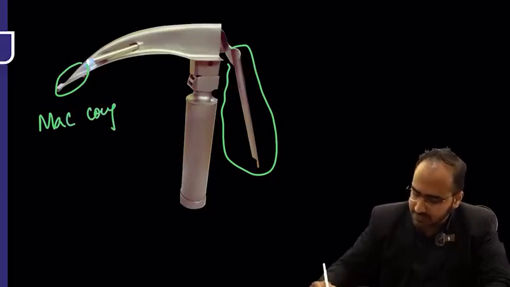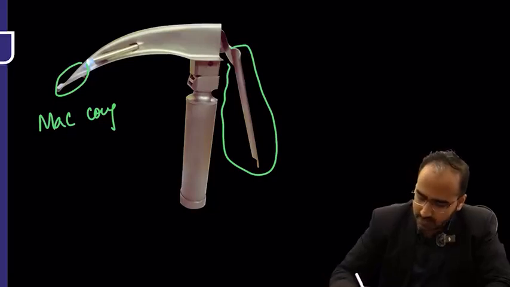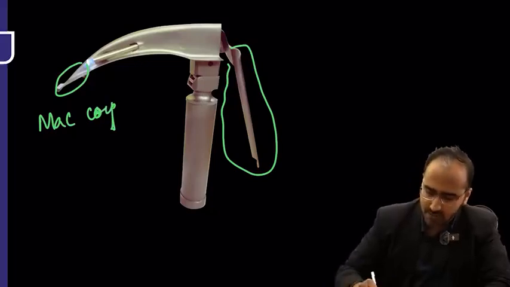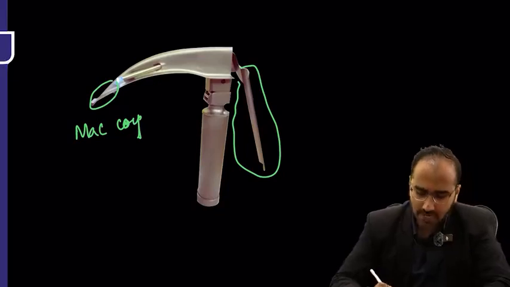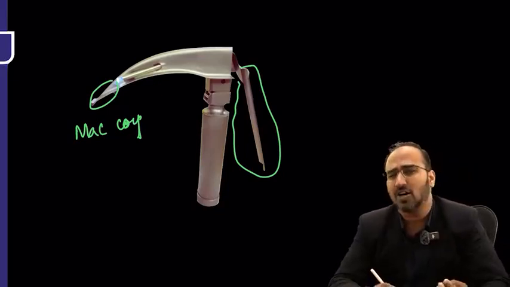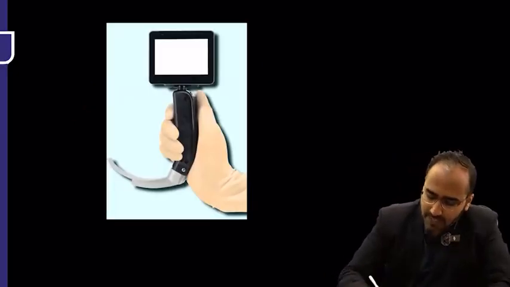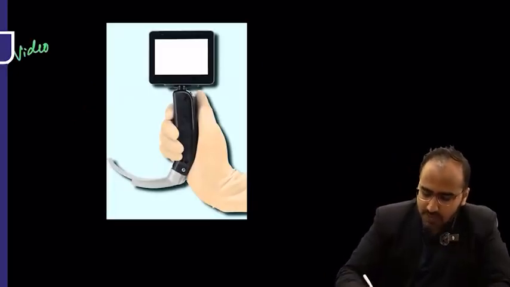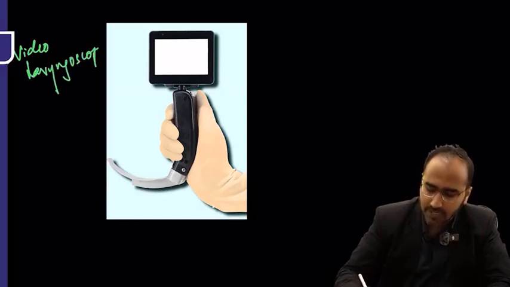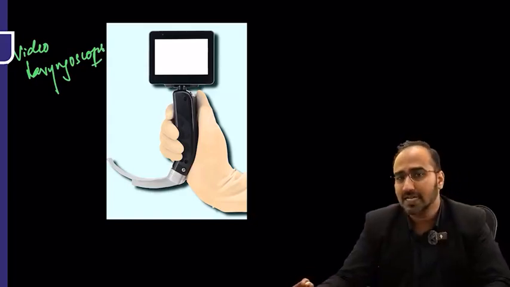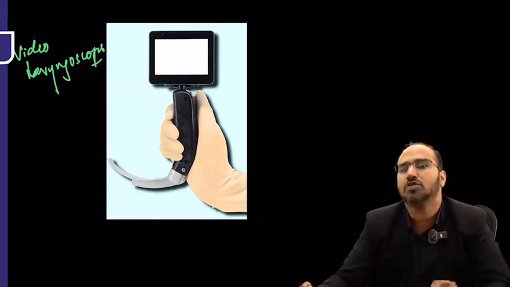This is called McCoy, spelled M-C-C-O-Y. This is called the McCoy laryngoscope. Okay, right? And nowadays, in order to ease intubation, we also have this device available. What is this device? This is the video laryngoscope. Okay, these are the modifications of the laryngoscope and laryngoscopy.